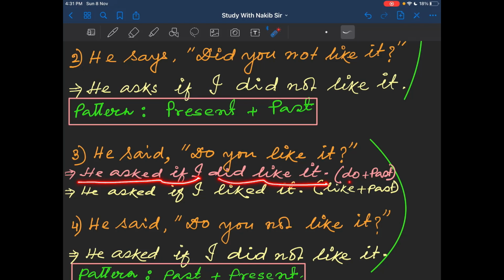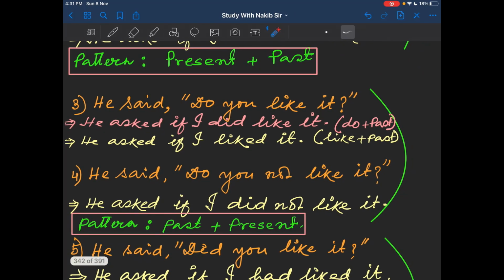You have seen did means do plus past. So the answer is he asked if I did like it. But I told you just now that this is not the normal structure. For this, do will be out from did, and past will be added to like, and it will become liked. So your right answer is he asked if I liked it. Like plus past is liked.